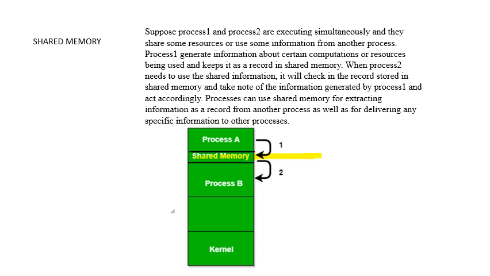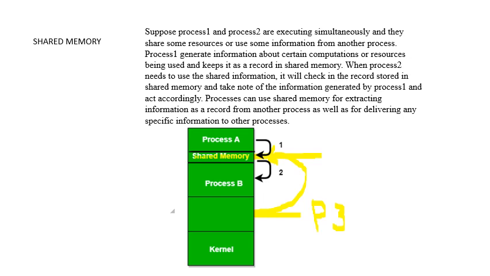This is about the shared memory. If there are n number of processes, suppose there is one more process called process C, or process 3. For this process also, the same memory will be used. Now these processes A, B and C, or process 1, 2 and 3, can use this shared memory.